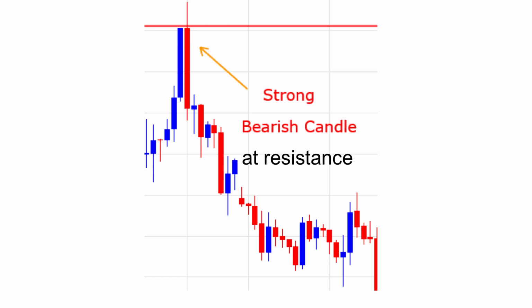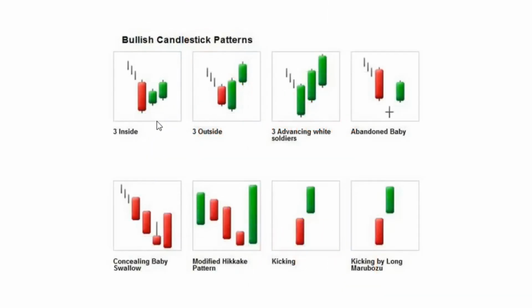So you have to understand where these patterns are occurring. You just cannot see them anywhere and say that this is a three inside up candle or three inside down candle and whatever, and just take decisions based on it. You have to understand the concept. Sorry, the context.